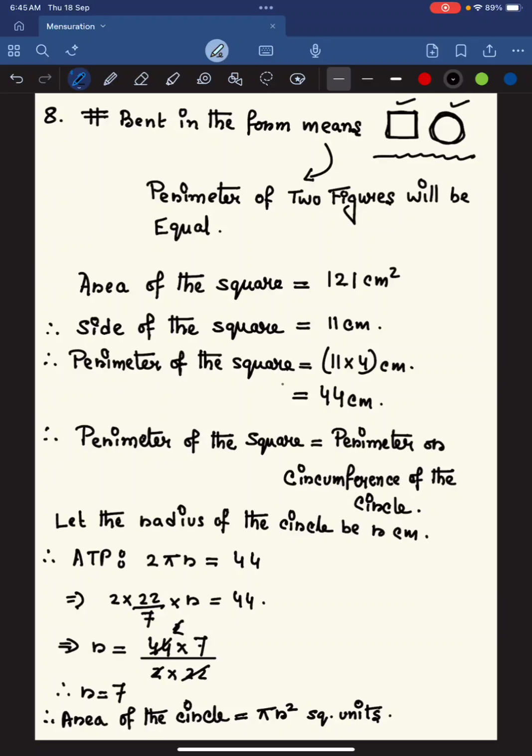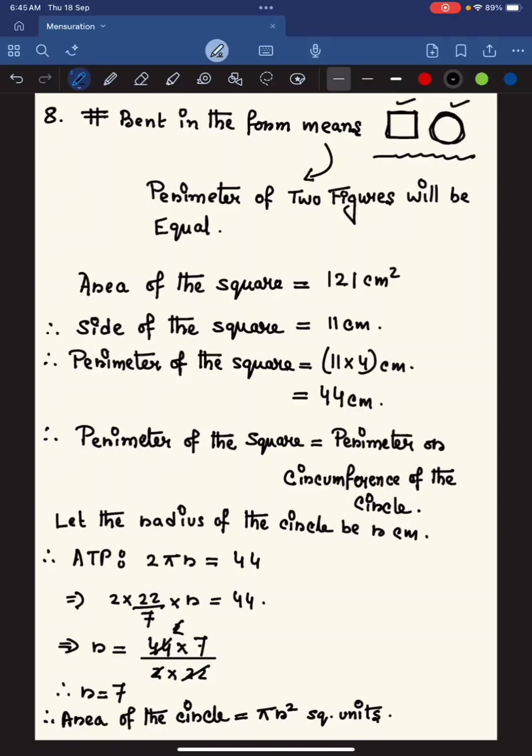Therefore the perimeter of the square will be 44 centimeter. Now, the length of this wire, which is this copper wire, will be 44 centimeter. Now this copper wire is bent to form this circle, right? So the circumference of this circle will be equal to the length of this copper wire, which is 44 centimeter. Thus we can say that the perimeter of the square will be equal to the circumference of the circle.